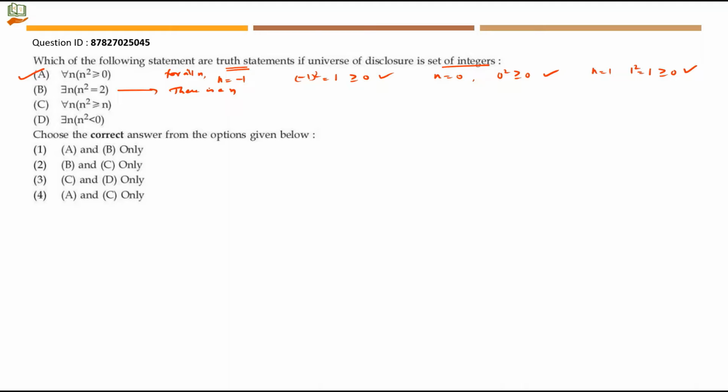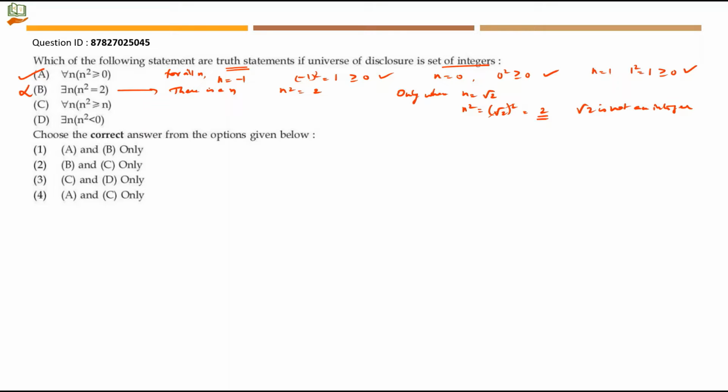And for B, there is an n where n square is equal to 2. Only when n is equal to root 2, if we square root 2, we will get 2. The square root and square get cancelled and we will get 2. Square root of 2 is not an integer and they are asking from the universe of discourse, which is a set of integers. Since square root of 2 is not an integer, B is marked as false.